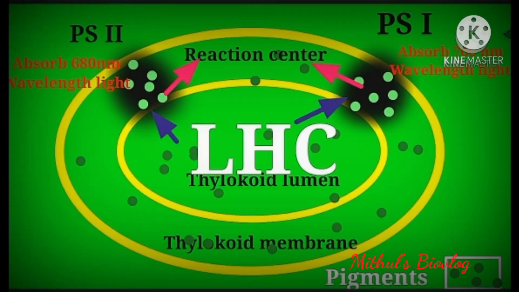Now, when we look inside the thylakoid, it contains all the pigments. All pigments are seen inside the thylakoid, right? And these pigments can be seen in the membranes of the thylakoid and also inside the lumen of the thylakoid. Now, all the pigments in the thylakoid together form a complex structure with protein. It's called the light harvesting complex. That is, all the pigments in the thylakoid together form a complex structure which is called LHC.